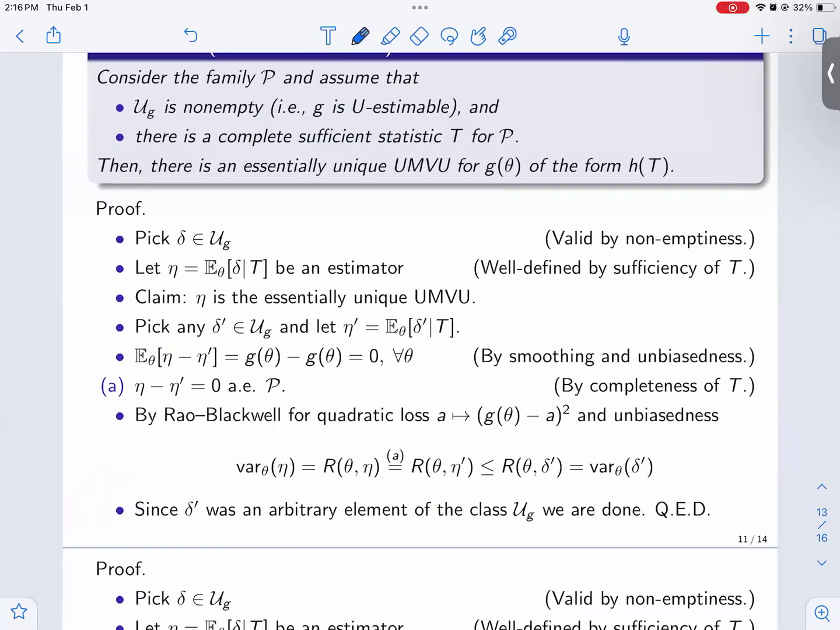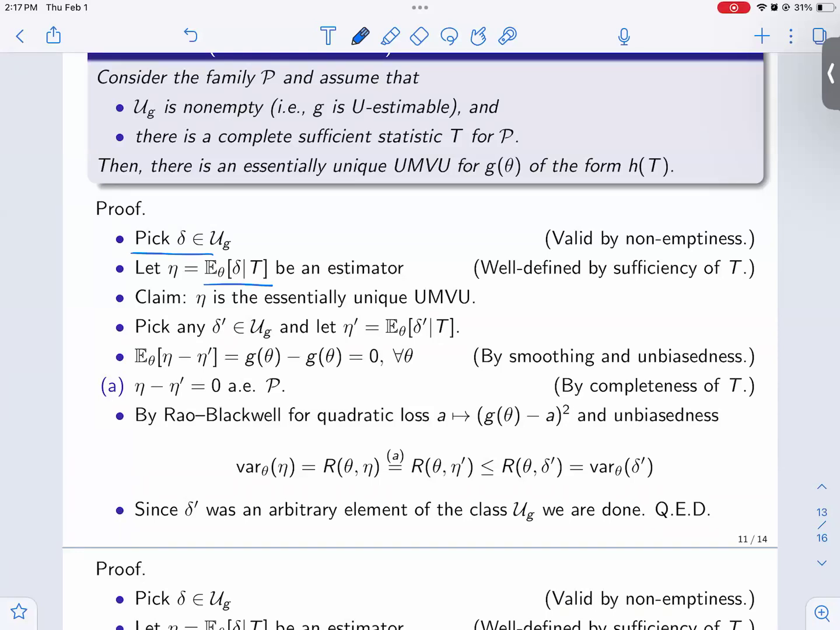So I'm going to try to prove this. The proof is sort of straightforward, and it uses similar ideas that we have seen: whenever you have a complete sufficient statistic, it's good to condition on it. Whatever you have, you condition on it, you potentially get something better. By this point, this idea should be quite familiar. So I'm going to pick a delta in U_G. The set is non-empty, so there is one such estimator. Then I'm going to condition on T. So take the expectation of delta given T.